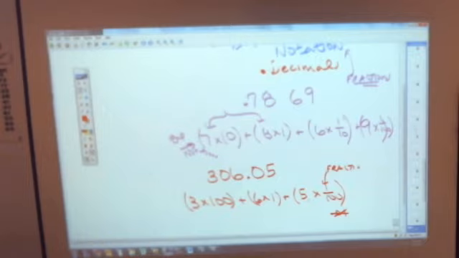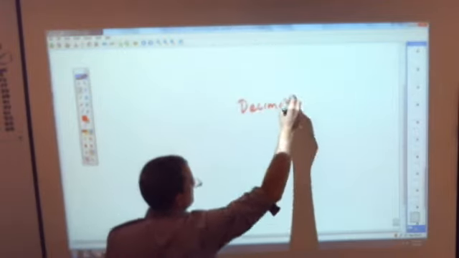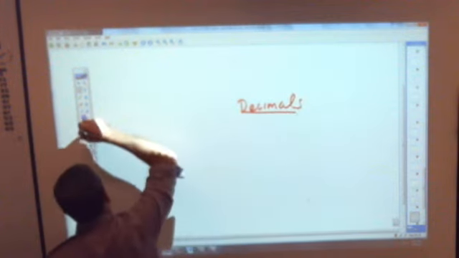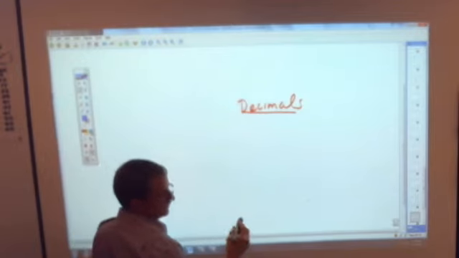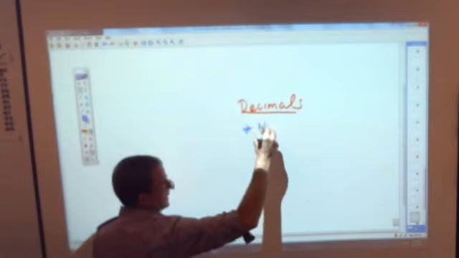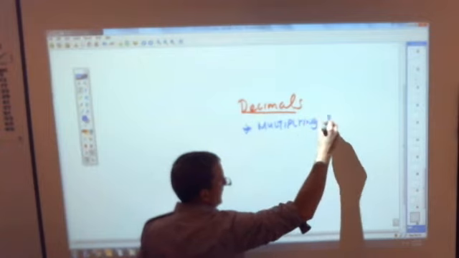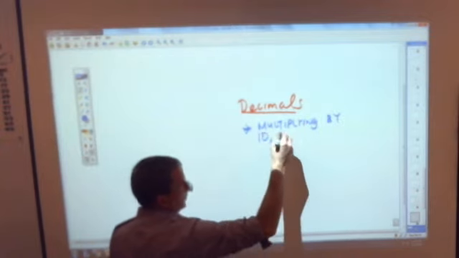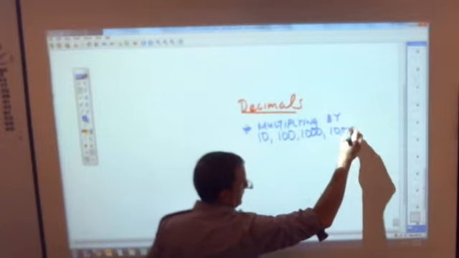Yeah. Good. Now, take out your notes under decimals. And you'll like this because most of you do this all the time, and when I don't want you to, but now you'll have a chance to actually do this. We are talking about multiplying decimals by 10, 100, 1,000, 10,000, etc.